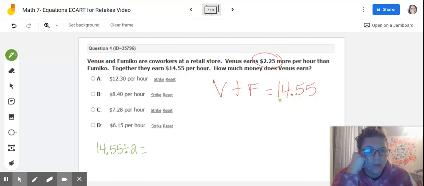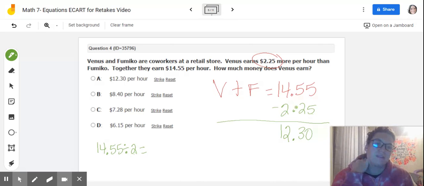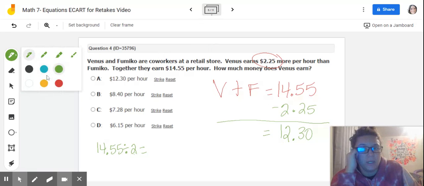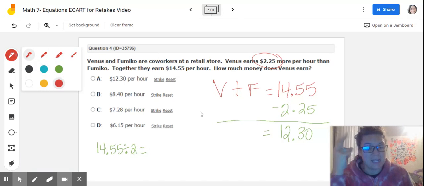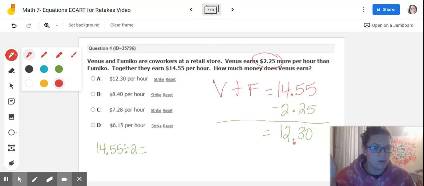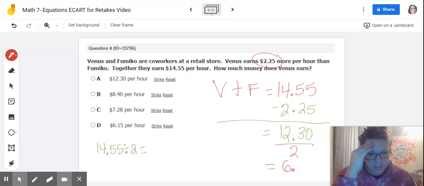So I need to get rid of that $2.25 first. Before I can divide it by 2, I need to subtract the part that somebody made more, if that makes any sense. So I'm going to do that, and I'm going to get $12.30. And now I can divide it by 2 because I know that they had to split this part that's left over, right? So I'm going to divide this by 2, and that's going to give me $6.15.